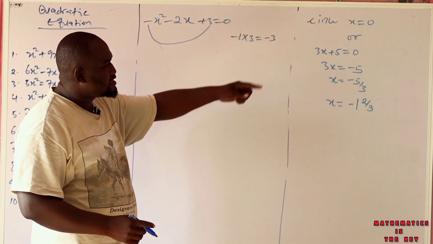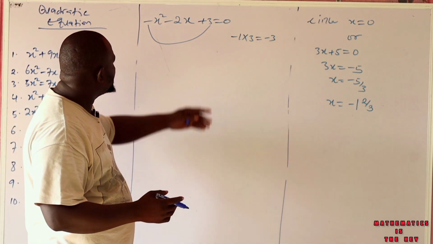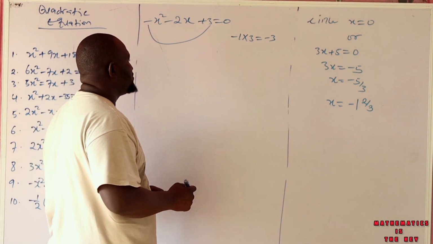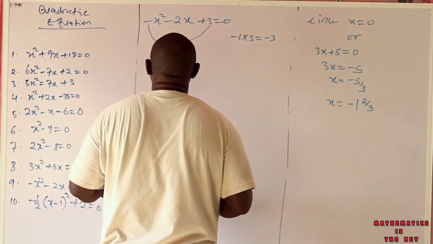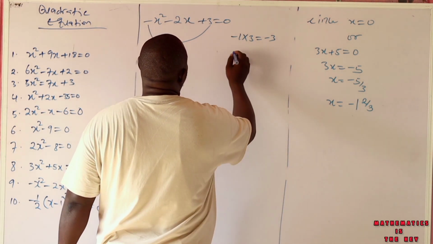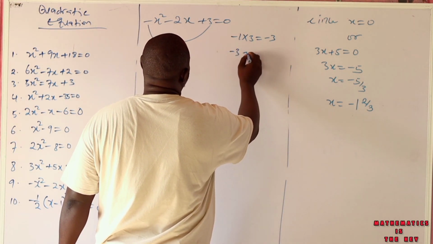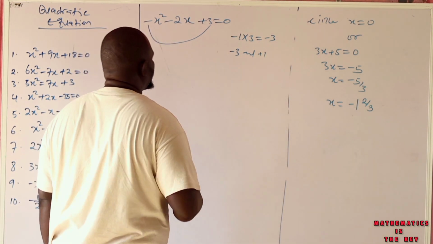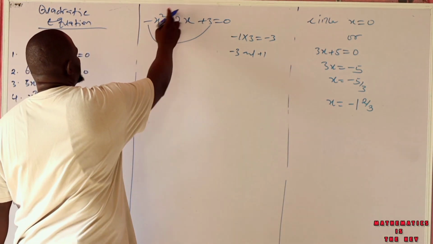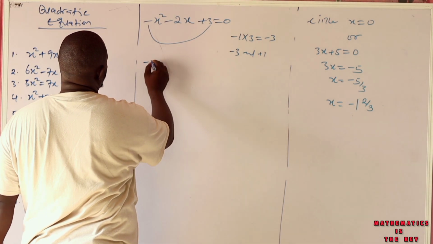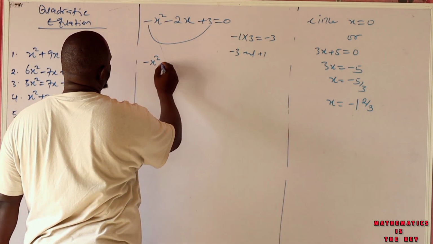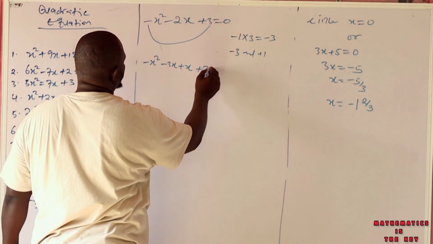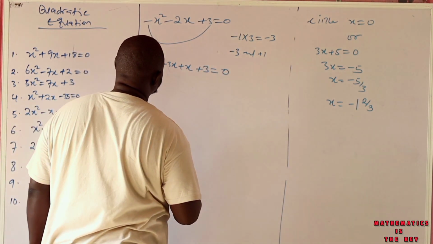The product is negative, so the numbers are one plus and one minus. The sum is negative, so the bigger number is the negative one. Then we consider minus 3 and plus 1. We replace this coefficient with the two numbers. We'll have minus x squared minus 3x plus x, then plus 3 is equal to 0.